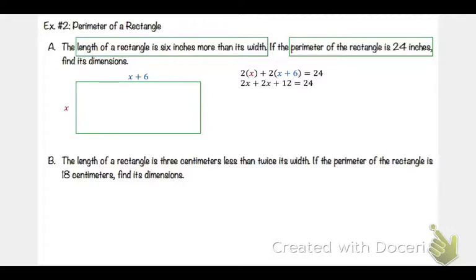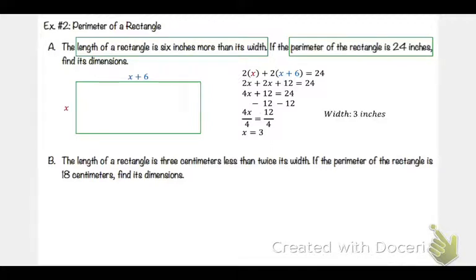Okay, distribute. So you get 2x plus 2x plus 12 equals 24. Then that's 4x plus 12 equals 24. Subtract that 12 over, you get 4x equals 12, which divide by 4, x equals 3. So that means the width is 3 inches. The length is 3 plus 6 inches, so that's 9 inches.